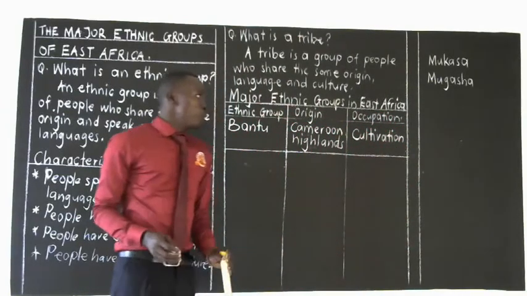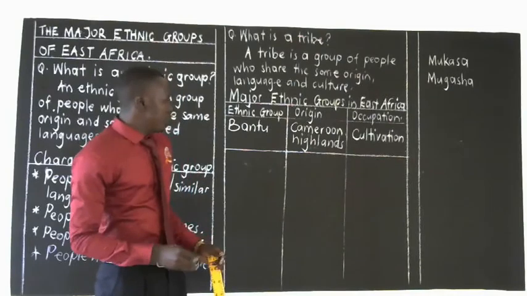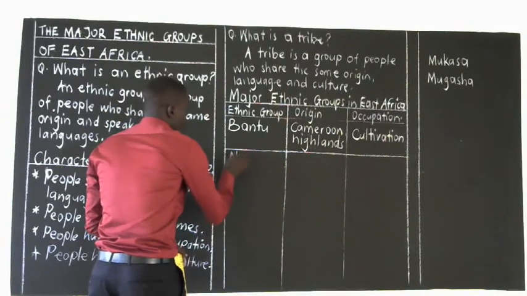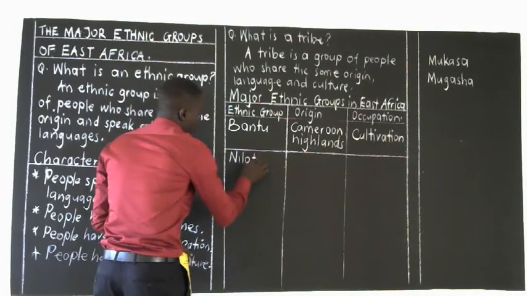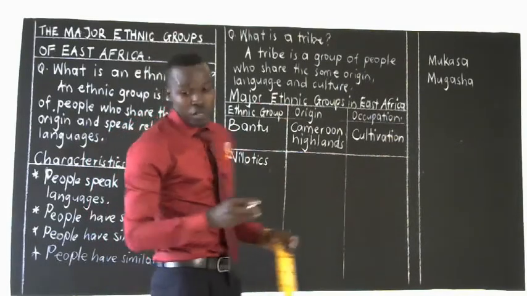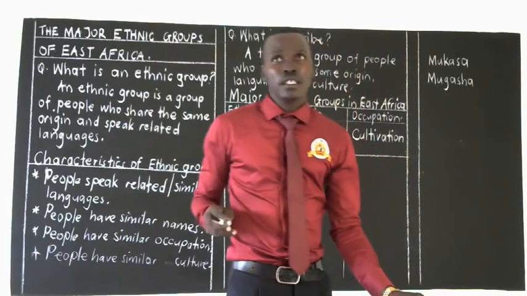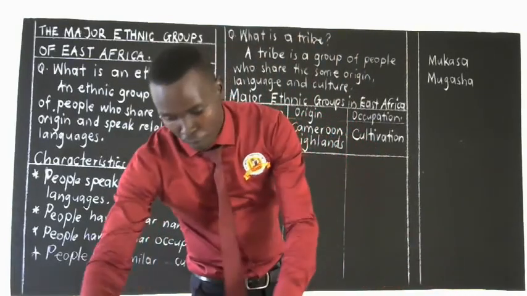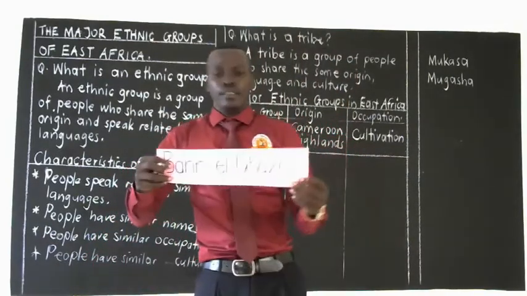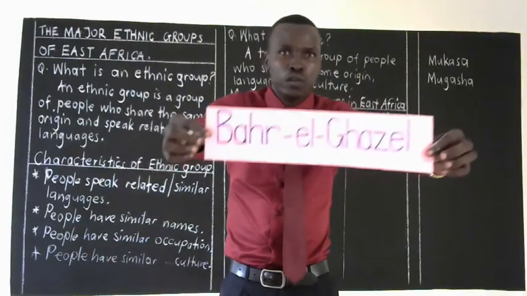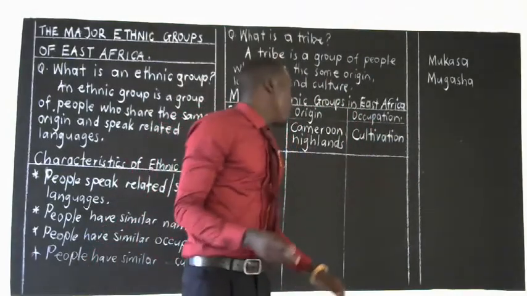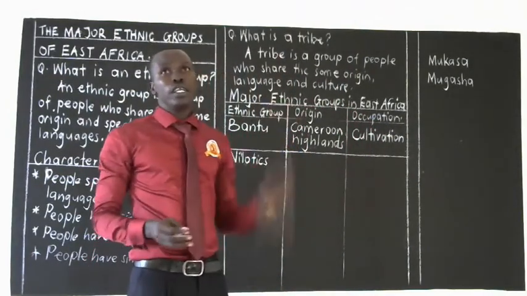Then the other ethnic group I want us to look at is the Nilotics. The Nilotics are believed to have come from a place called Bar El Ghazal. What I showed you at the beginning of the lesson. This place is found in South Sudan along River Nile.